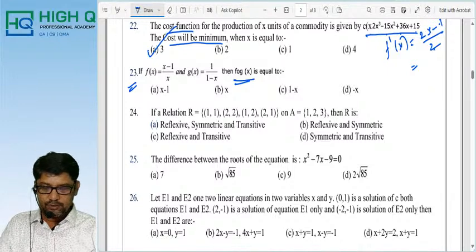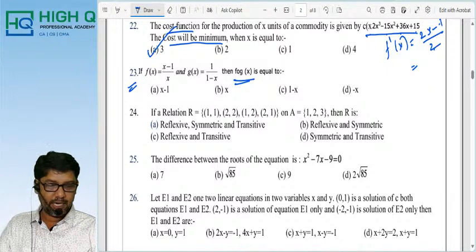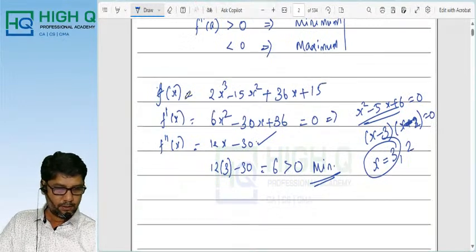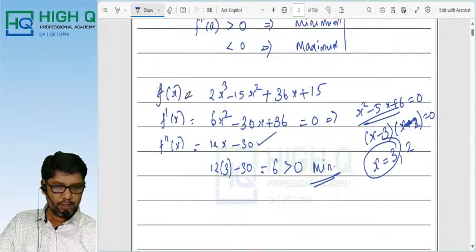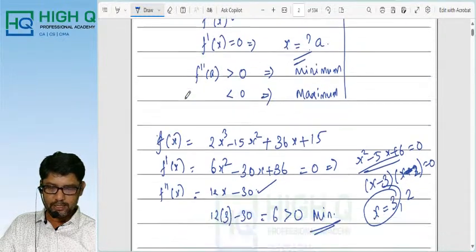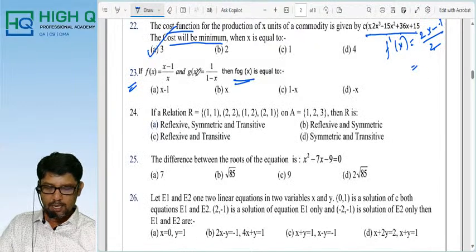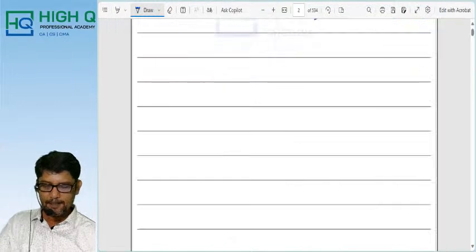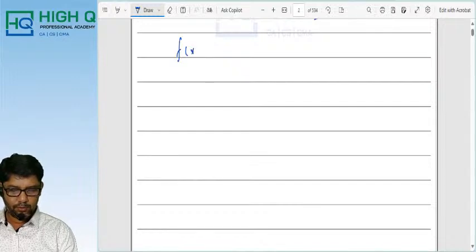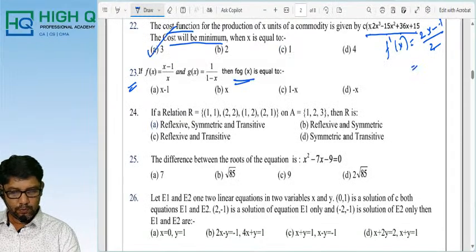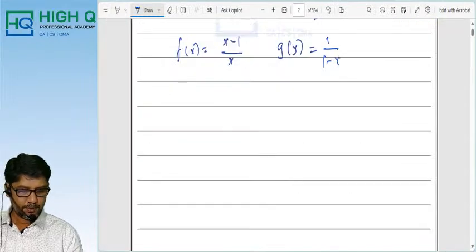So f of g of x is the question. Now tell me, I will solve how to do it. This 23 was in the June 24 attempt question. Let me check. Yeah. F of x is equal to x minus 1 by x. G of x is equal to 1 by 1 minus x. They ask you to find out f of g of x.